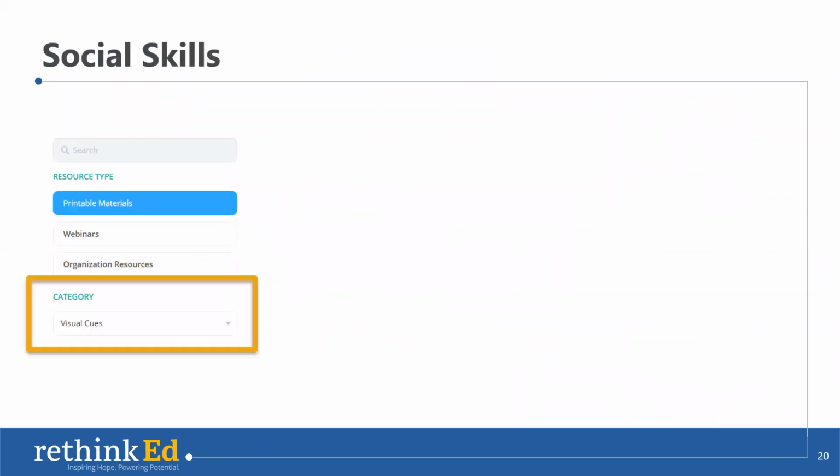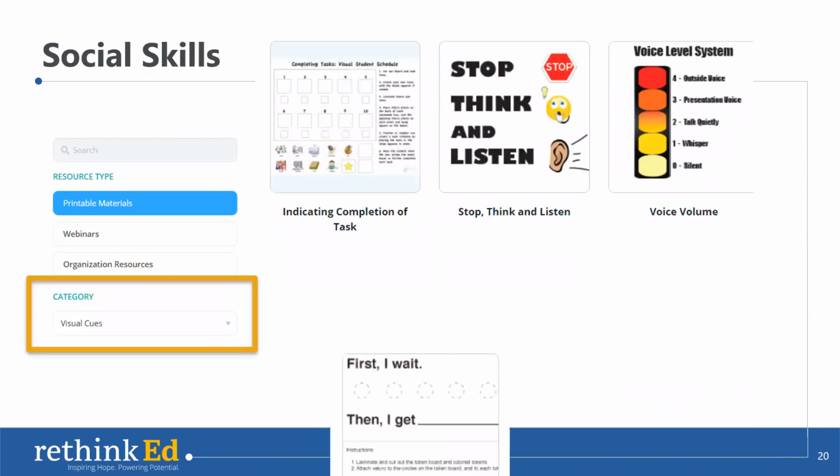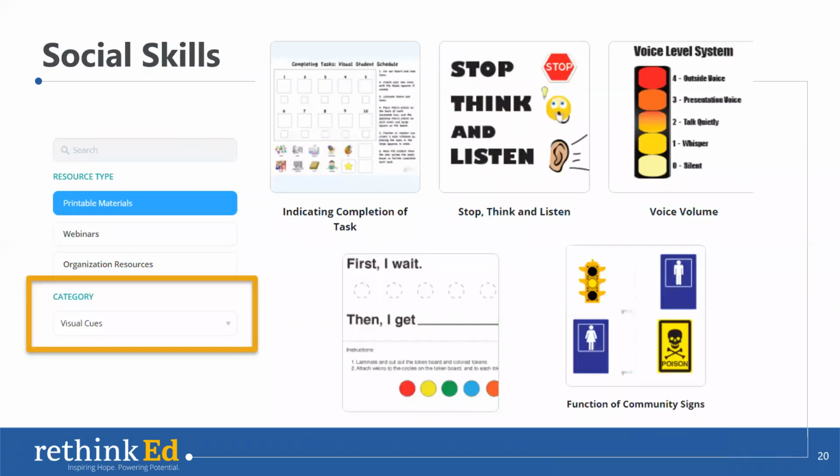In the Visual Cues tab, you'll find several great reminders and guides for students to practice these social skills. So whether it's on waiting, voice control, safety signs, or student schedules, there are lots of different ways that we can use these materials to support students over the summer months.